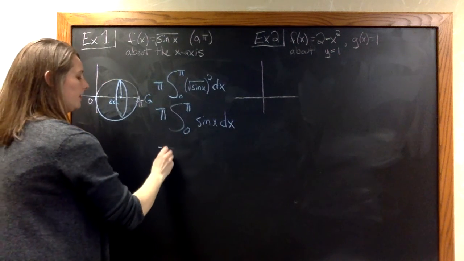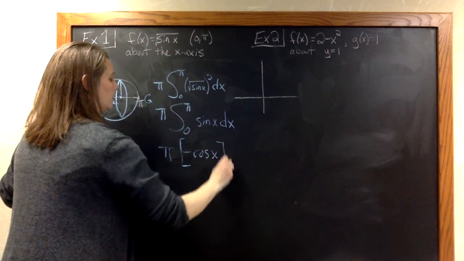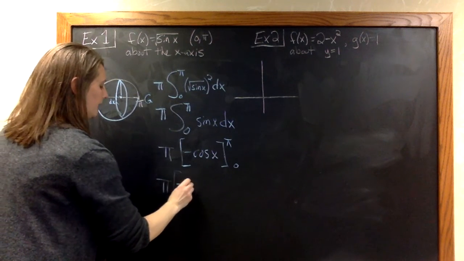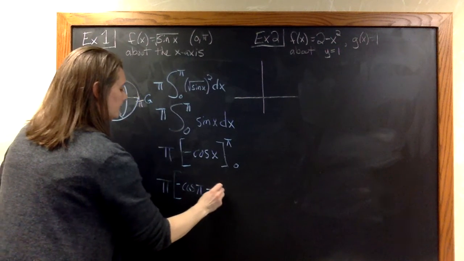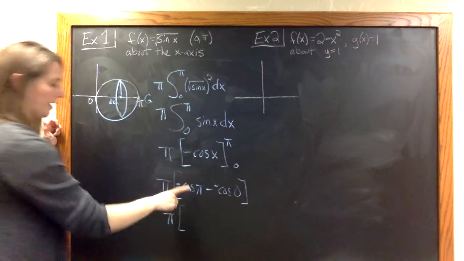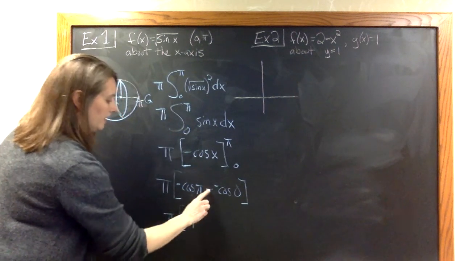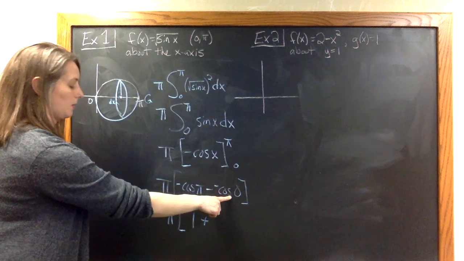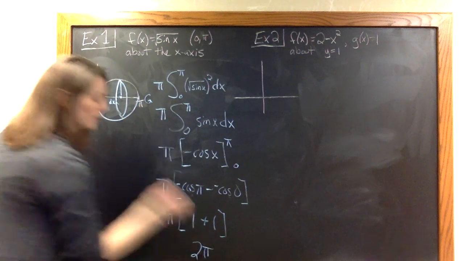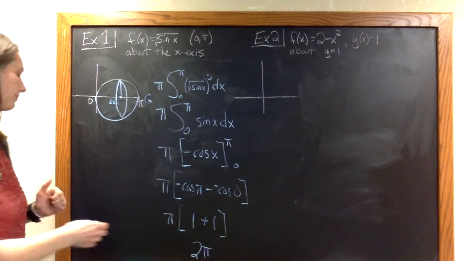Then the antiderivative is negative cosine. We need to evaluate from pi to 0. So we have negative cosine of pi minus negative cosine of 0. The cosine of pi is negative 1, so negative negative 1 is 1. Minus minus is going to be plus, and the cosine at 0 is 1. So we get 1 plus 1, which is 2, so our final answer is 2 pi for our volume of that little egg thing that we made.